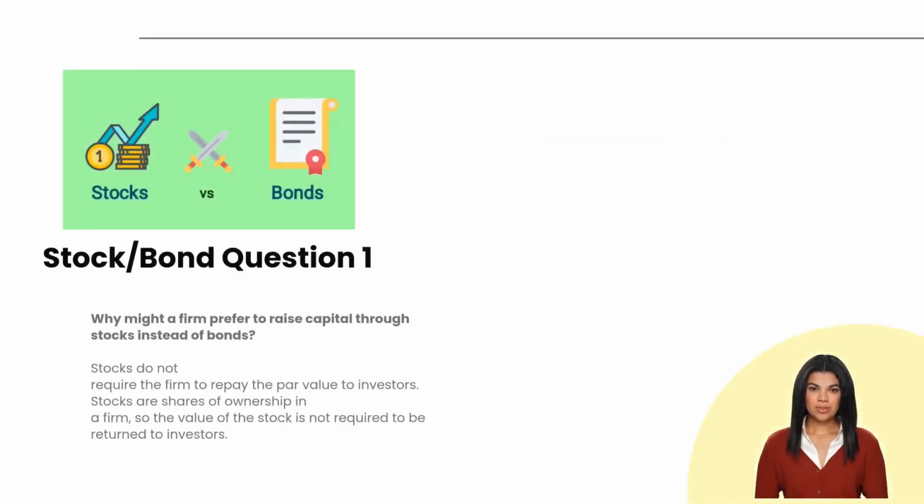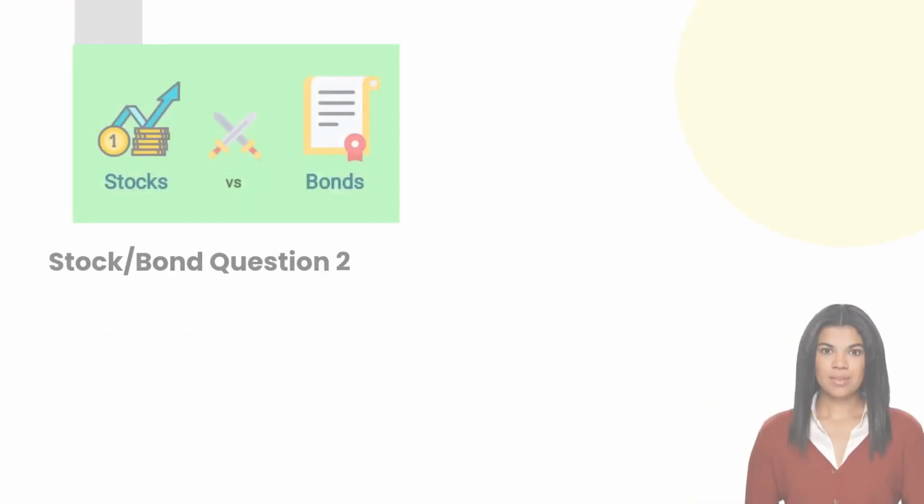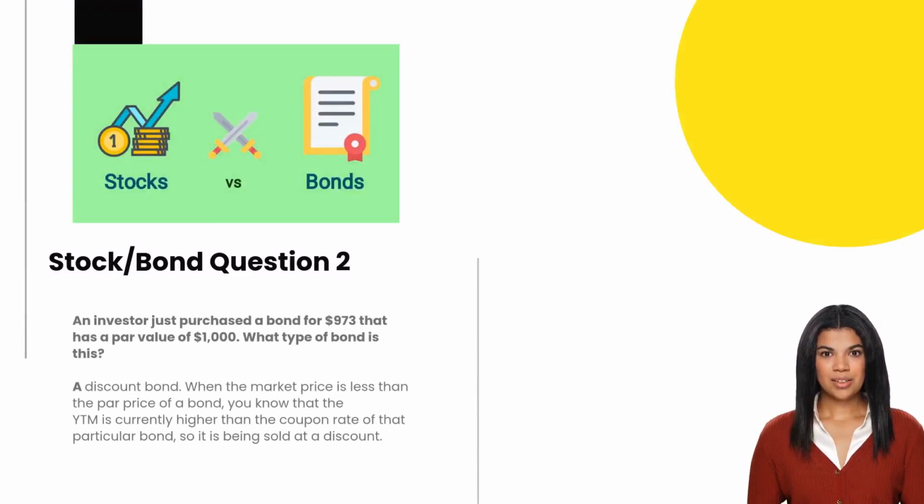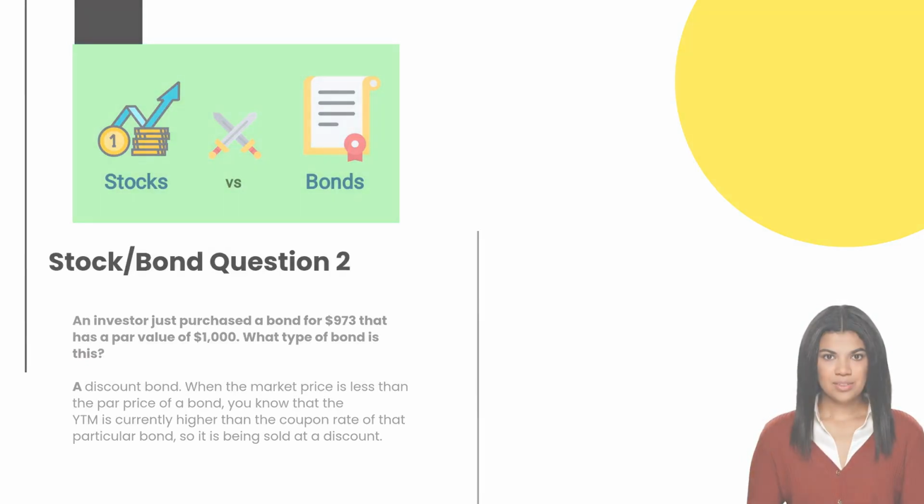Why might a firm prefer to raise capital through stocks instead of bonds? Stocks do not require the firm to repay the par value to investors. Stocks are shares of ownership in a firm, so the value of the stock is not required to be returned to investors. An investor just purchased a bond for $973 that has a par value of $1,000. What type of bond is this? A discount bond. When the market price is less than the par price of a bond, you know that the YTM is currently higher than the coupon rate of that particular bond, so it is being sold at a discount.